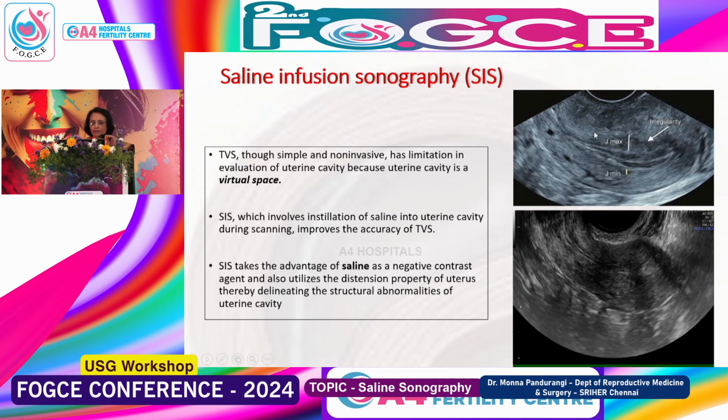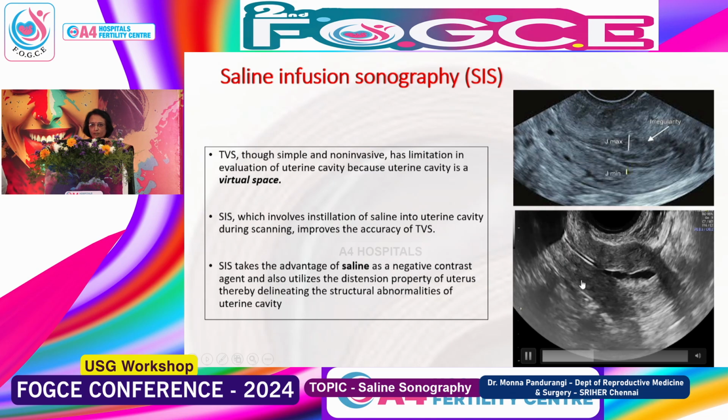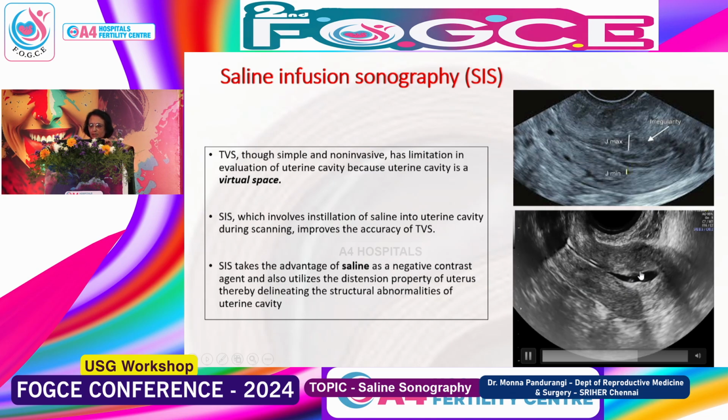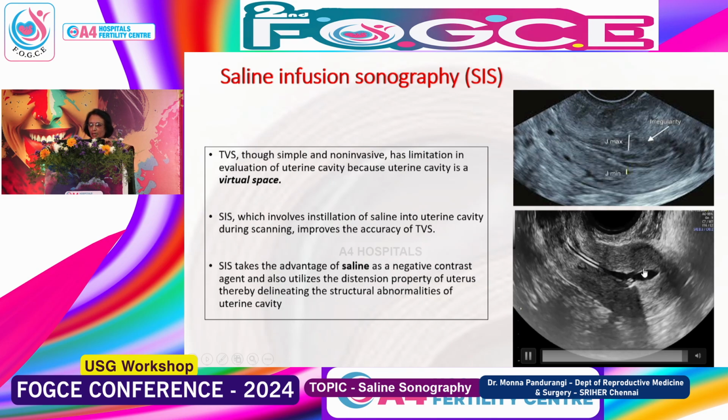Whenever we see this uterus, we say this is the uterine cavity, right? Can you see this? We think this is the uterine cavity. But what is uterine cavity? When we instill the fluid into the uterine cavity, the cavity actually opens up. So this is the uterine cavity. This is the endometrium, and this is the functional layer of the endometrium. So what we are seeing of the endometrium here, this is the basal layer.